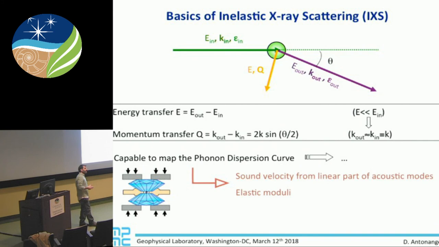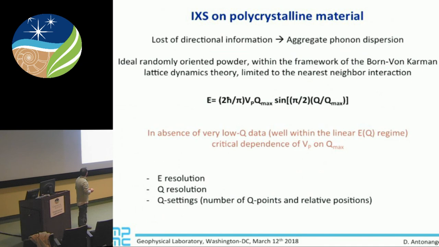So by performing an energy analysis and an angular analysis of the scattered photons, we obtain the phonon dispersion curve. In that sense, it's like the more typically used technique, inelastic neutron scattering, with the advantage of working with X-rays, so being able to focus down to a few tens of microns and to use a diamond anvil cell. So, in full potential, the technique gives access to a large range of physical properties. Here I will narrow down the interest to sound velocity, which can be obtained from the initial dispersion of the acoustic modes, which are called acoustic because they have a slope proportional to the sound velocities, and then the elastic moduli.